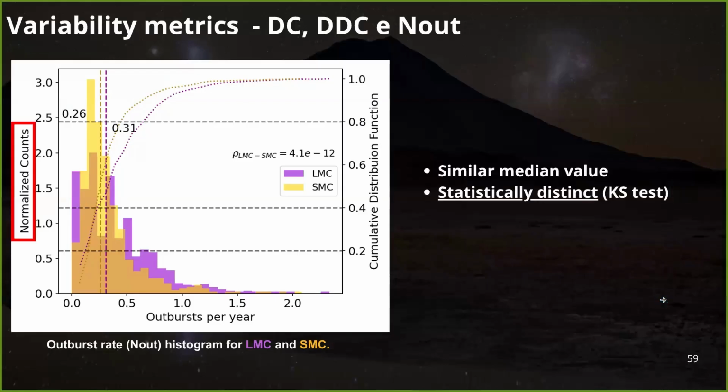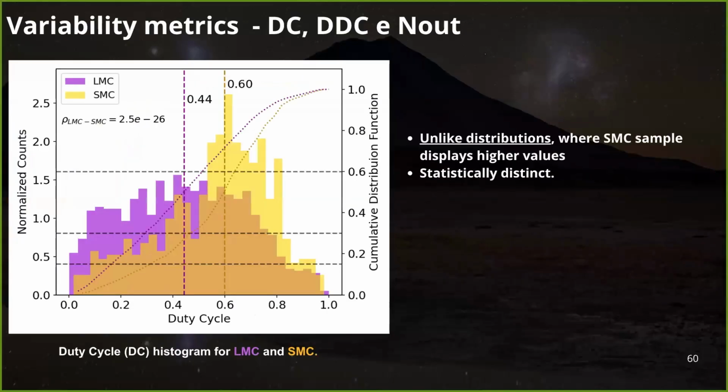So it's important to make clear that the outburst rate in both samples is quite similar. And if we use the Kolmogorov-Smirnov test, we find that we can say the behavior of those samples is different using statistical arguments.